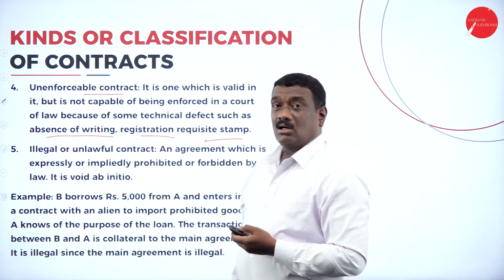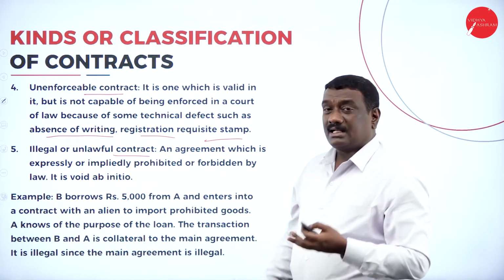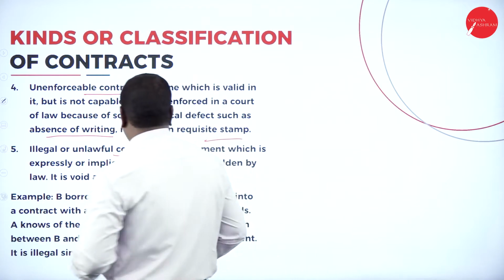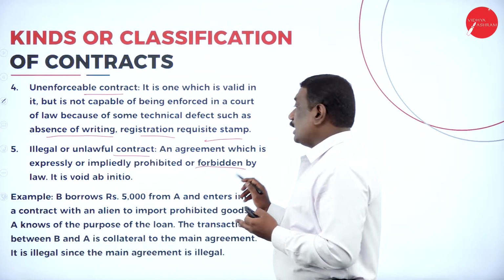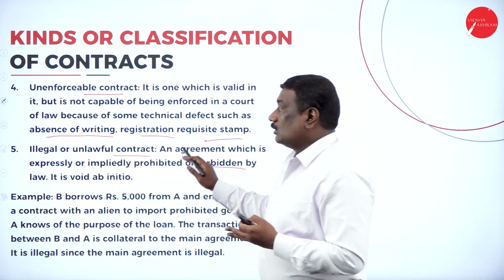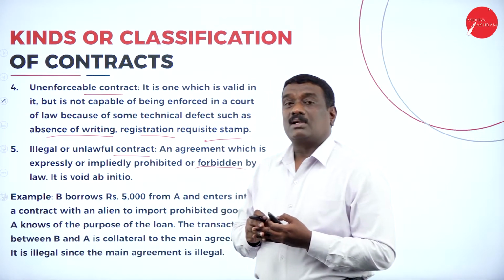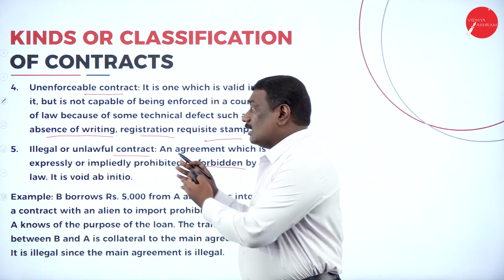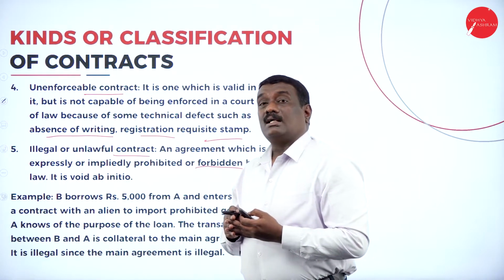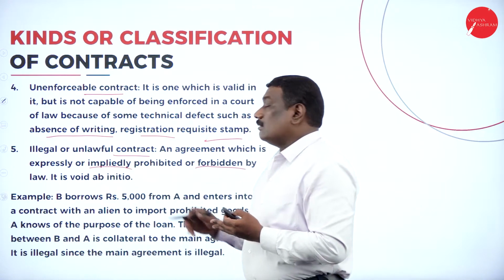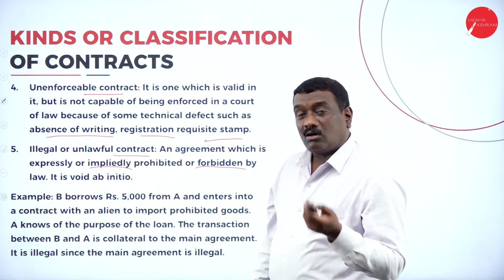Now the fifth one is legal or unlawful contract. What is this unlawful contract? It is an agreement made by the parties which is expressly or impliedly prohibited or forbidden by law. This particular contract becomes an unlawful contract or an illegal contract, because whatever agreement you have made, if that has been expressly or impliedly prohibited under law, then it becomes illegal or unlawful.